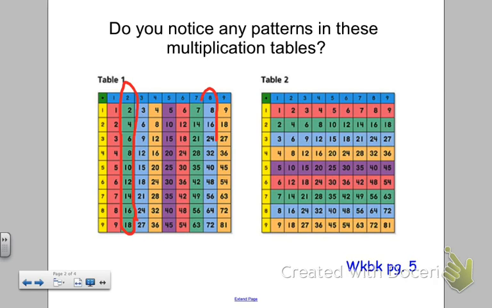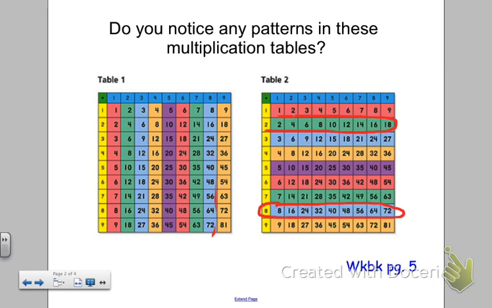Here are the multiples of 8. So if you were counting by 8s, you have 8, 16, 24, 32, 40, so on and so forth. In table 2, you see that same thing, but you see it in rows. So here's your multiples of 2, here's your multiples of 8. It's the same thing. Both tables are actually the same. They just have different color patterns.